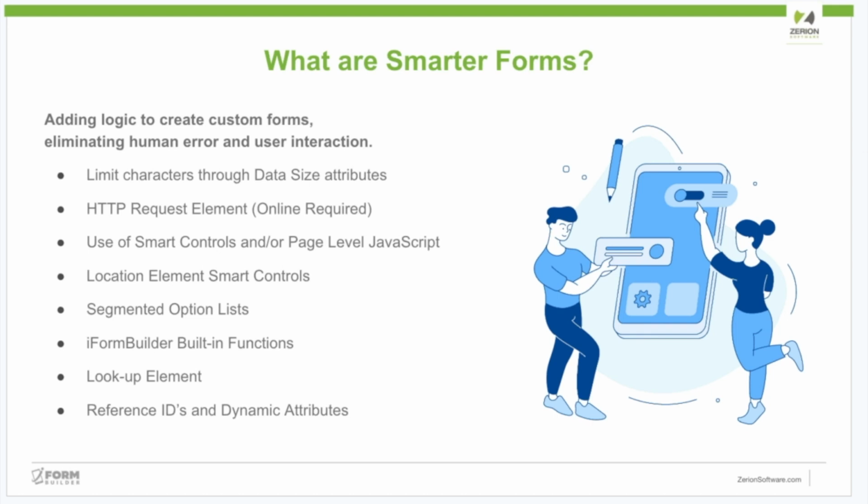Smarter forms also make use of our iFormBuilder built-in functions. We'll be talking a little bit more about those in just a little bit. They can make use of the lookup element, so they can call to a local database on the device to pre-populate information. And lastly, these smarter forms make use of either form or element reference IDs or form and element dynamic attributes. And again, we'll be talking through those in just a little bit.